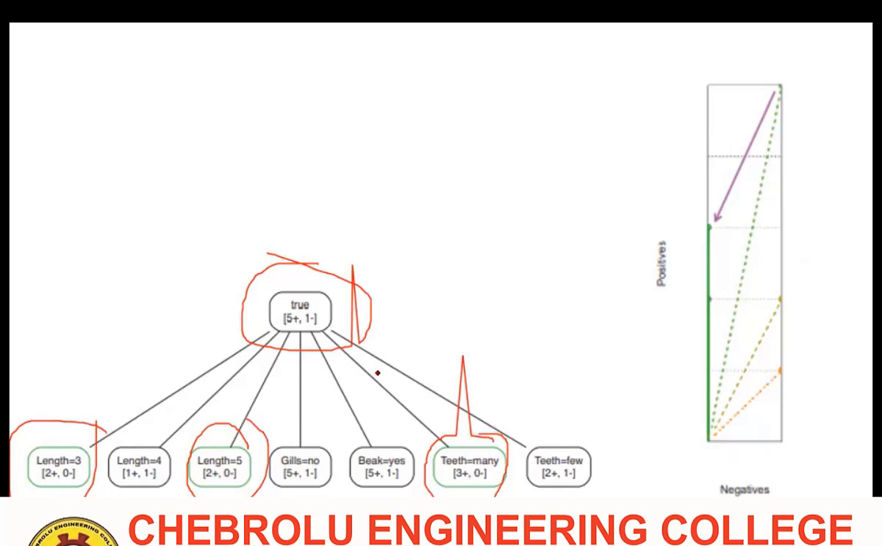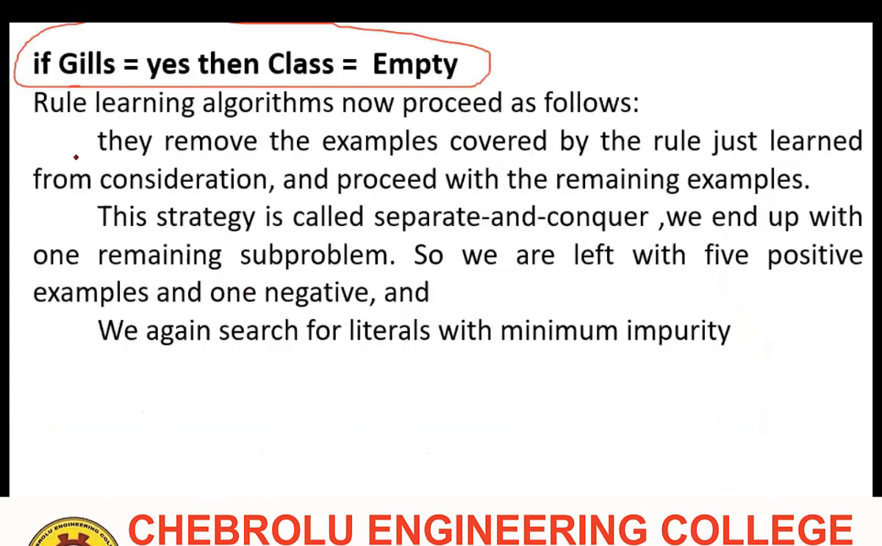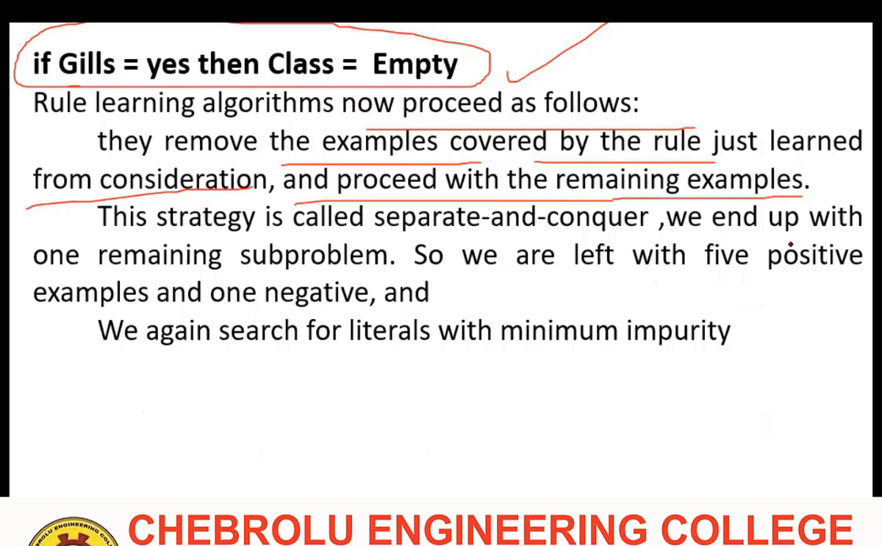After every rule, the hypothesis space becomes lesser. Rule learning algorithms now proceed as follows, my dear friends. They remove the examples covered by the rule just learned from consideration, and proceed with the remaining examples.